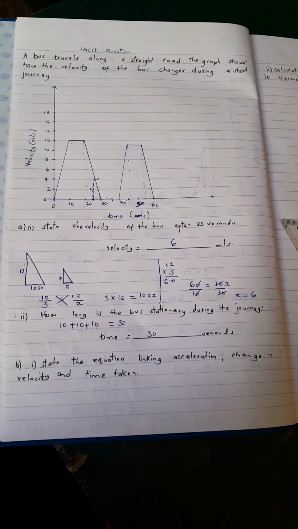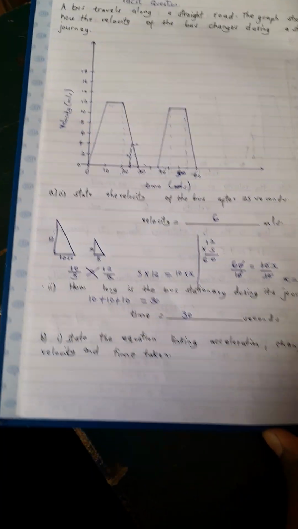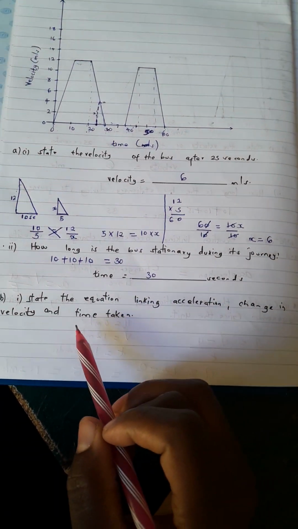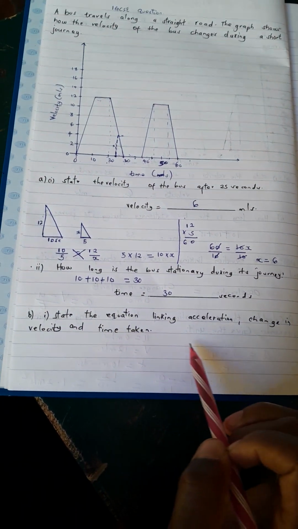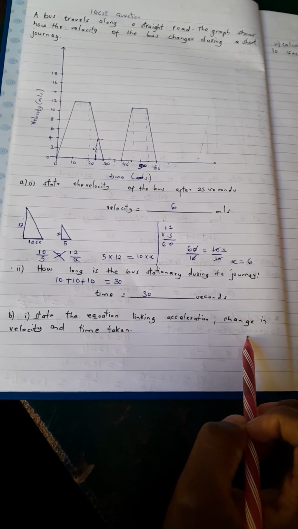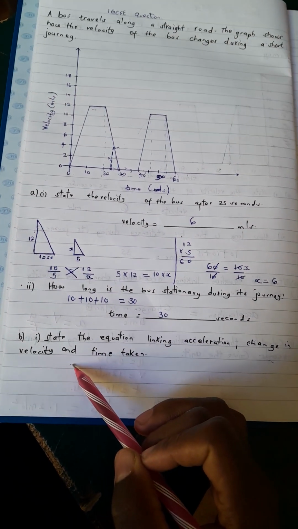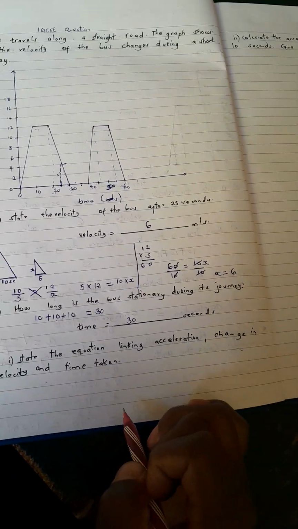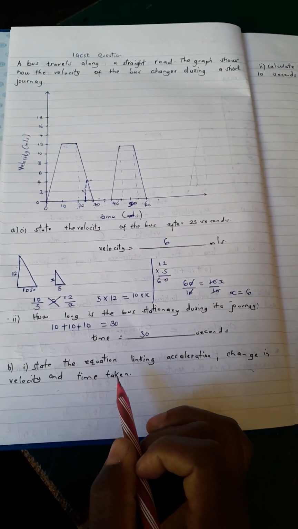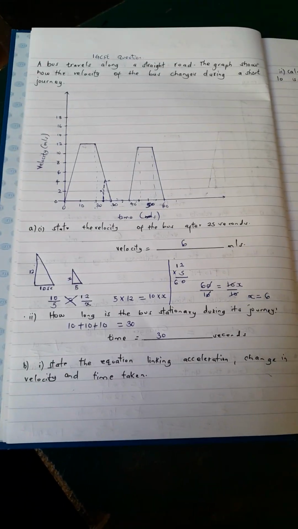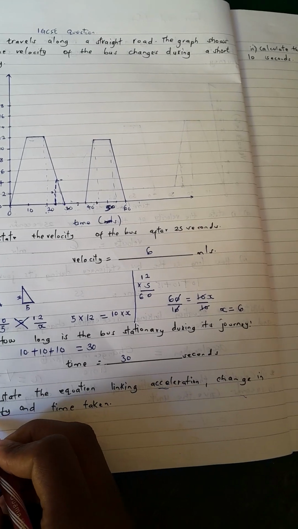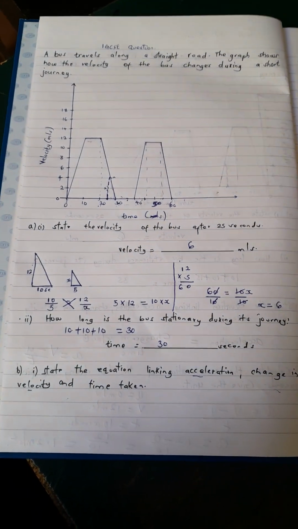Are we understanding this? Thank you. Let's move on. The next question we are asked: state the equation linking acceleration, change in velocity, and time taken. So basically, this is where we go back to the definition of the terms. What is acceleration and what is velocity? We need to understand this.